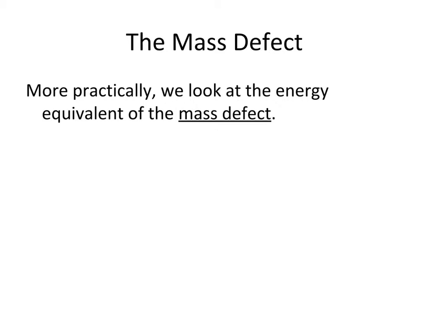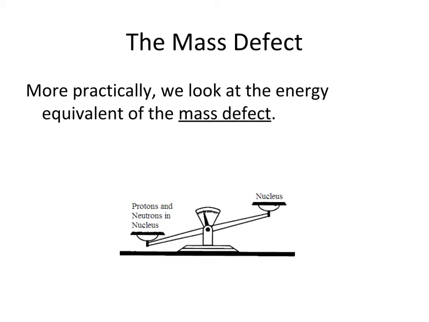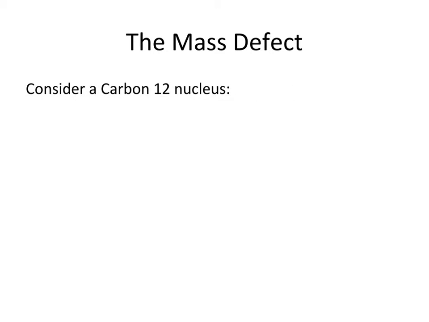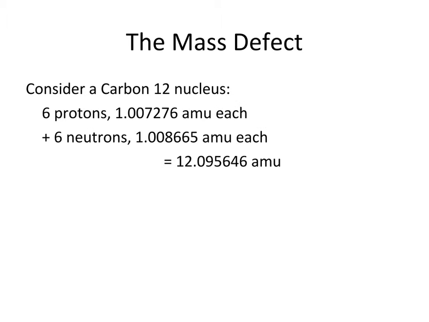But what we can do is examine something which we call the mass defect, which happens on a much smaller scale. If we look at the atom, we see that the mass of all the protons and neutrons that make up the nucleus is greater than the mass of the nucleus, which may seem odd. Let's look at a carbon-12 nucleus, for example. In the carbon-12 nucleus, we have 6 protons and 6 neutrons.